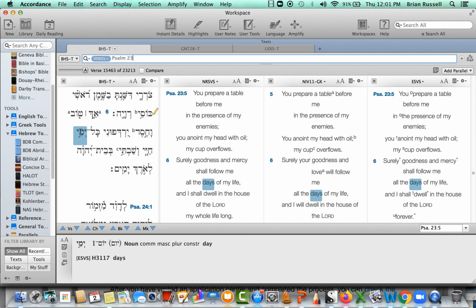And then what's the second genitive? How does my life modify all of the days? Well, in this case, this looks like it is possession. All of the days belonging to my life. All right, almost done now.